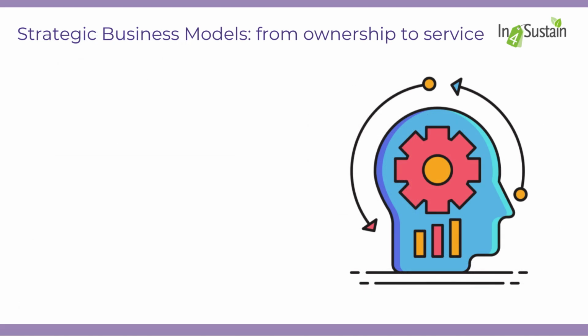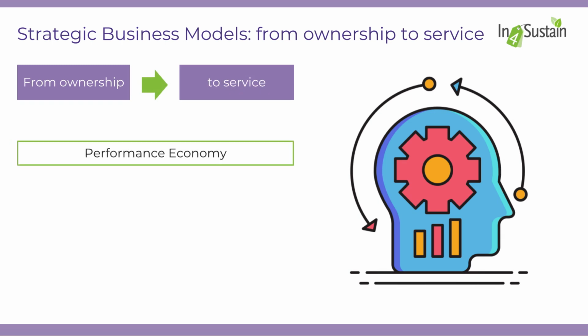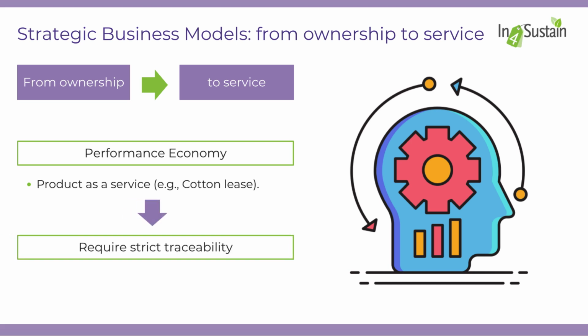To scale these innovations, our business models must evolve from ownership to service. In the performance economy, consumers might rent a garment rather than buy it. Because the company retains ownership of the raw material, they are financially incentivized to make it durable. Managing this requires strict traceability, often utilizing blockchain to create a transparent, unalterable history of the product's life cycle.